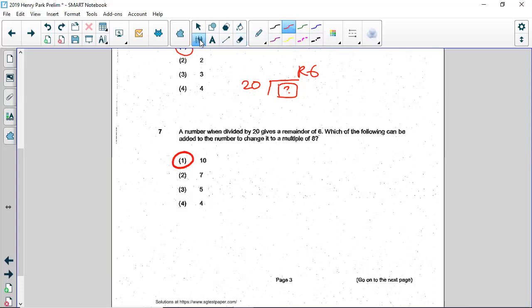Okay, let's try guess and check. Yeah, you can do guess and check. Okay, we can do that as a last resort, but let's try to use a method so that we don't have to guess and check.